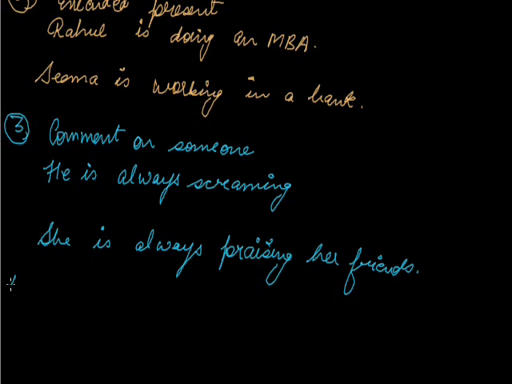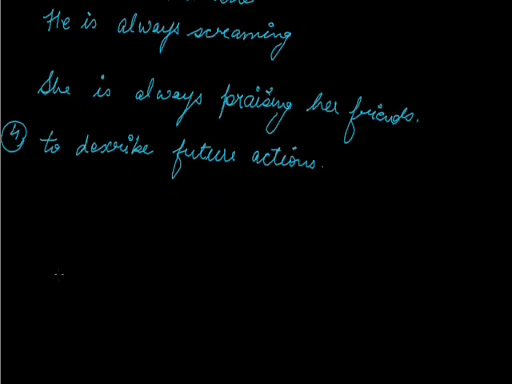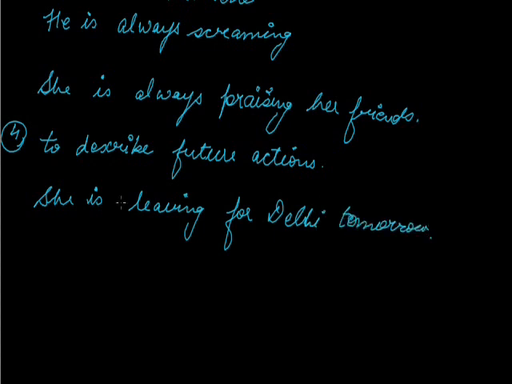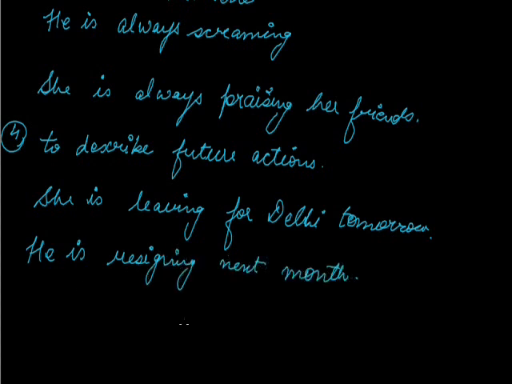Now, one more use is to describe future actions. Example, she is leaving for Delhi tomorrow. Although she is leaving Delhi tomorrow, we can denote it by present continuous. He is resigning next month. So here we can see that we are describing future actions by present continuous tense.